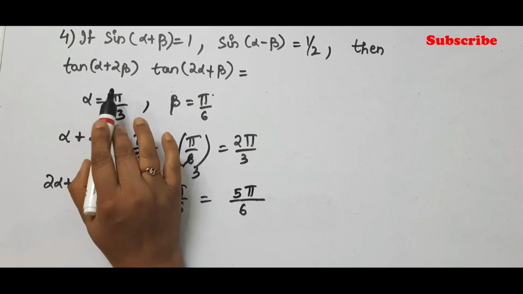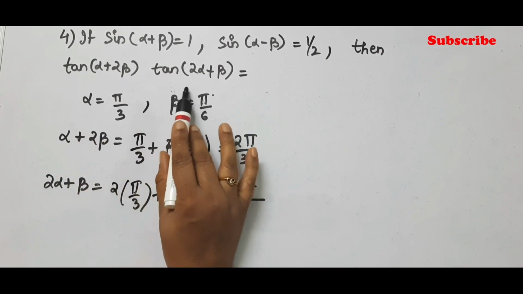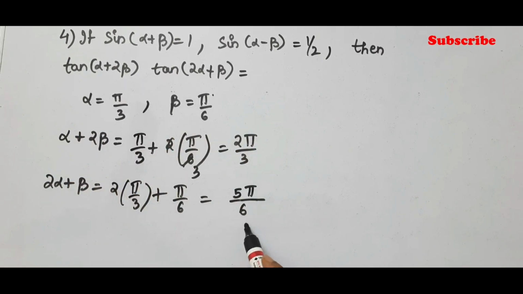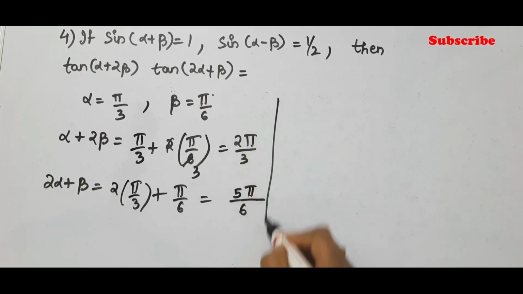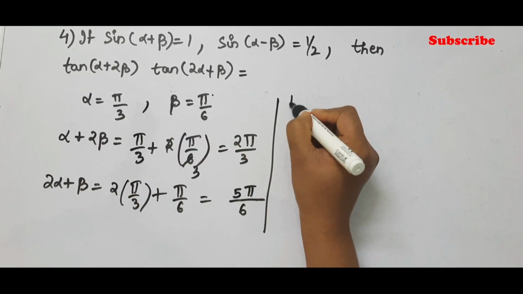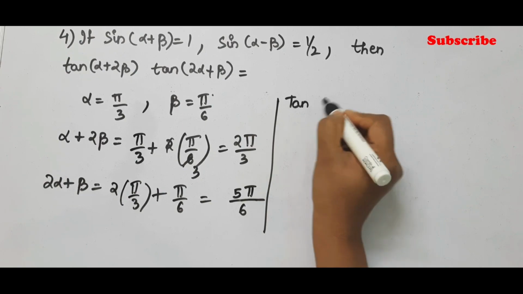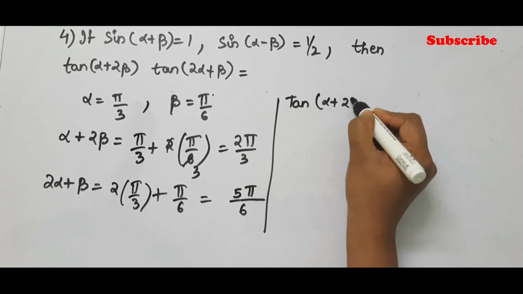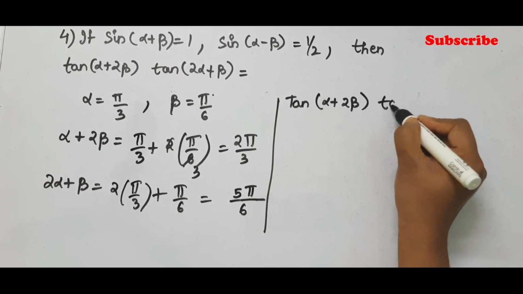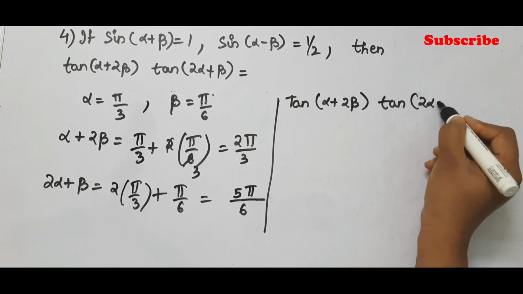Okay. So the first value we got is 2 pi by 3 and the second value we got is 5 pi by 6. Now let us substitute in the given question, that is tan of alpha plus 2 beta and tan of 2 alpha plus beta.